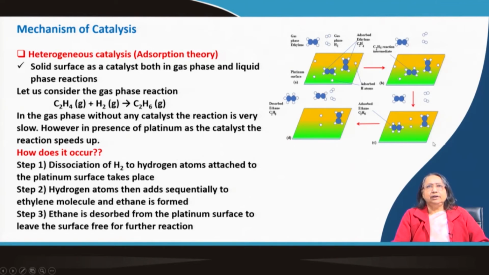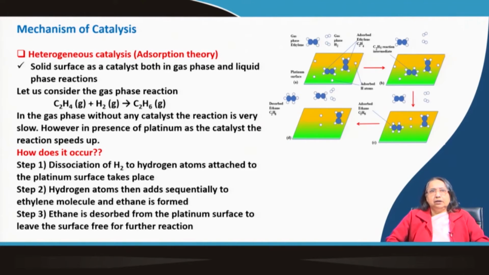The reaction goes on here, but finally the product is desorbed from the surface of the catalyst. Then new molecules get the chance to be adsorbed, the reaction goes on again, and the product goes out again. Like this, a catalytic cycle is happening. So, hydrogen atoms add sequentially to the ethylene molecule and ethane is formed, then ethane leaves the platinum surface, leaving the surface free for further reaction. This way heterogeneous catalysis is explained based on adsorption theory.